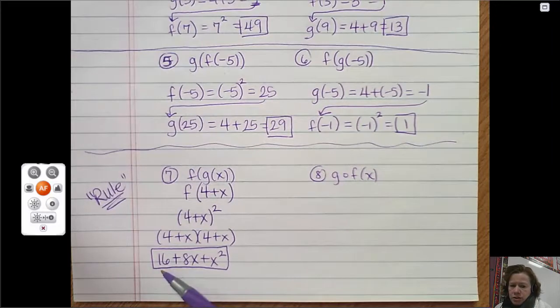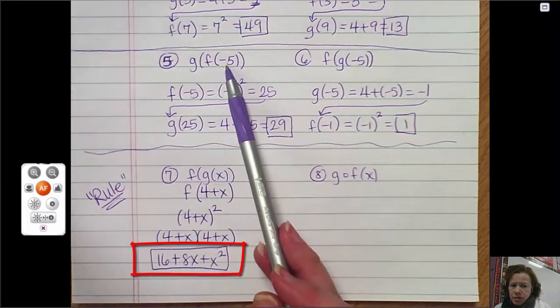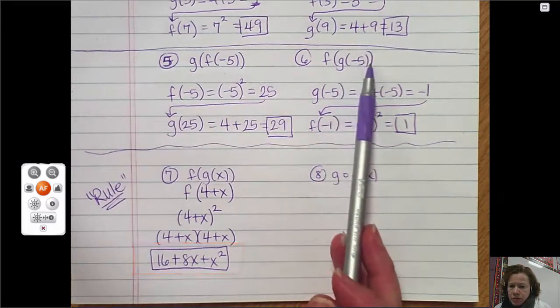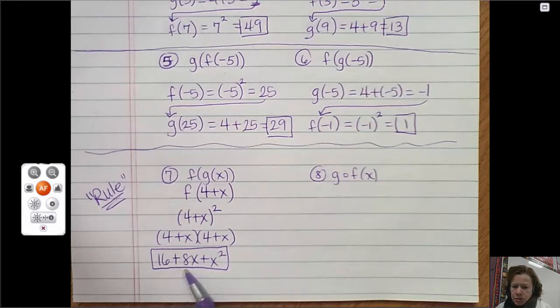So what I could do now is, instead of using composition, if I wanted to do f of g of -5, I could plug it into this, because this is the rule for what we'll get every time.